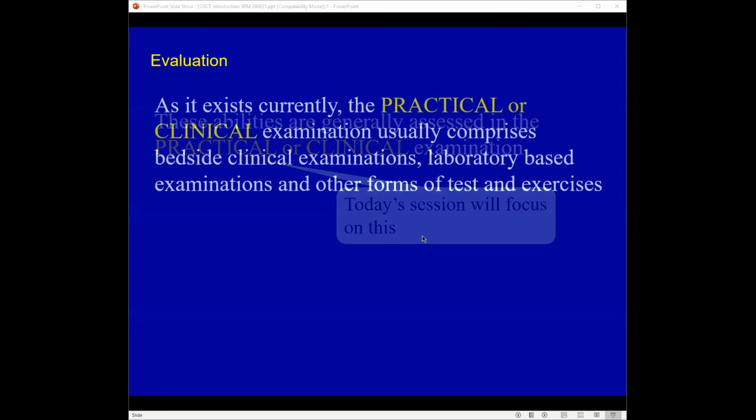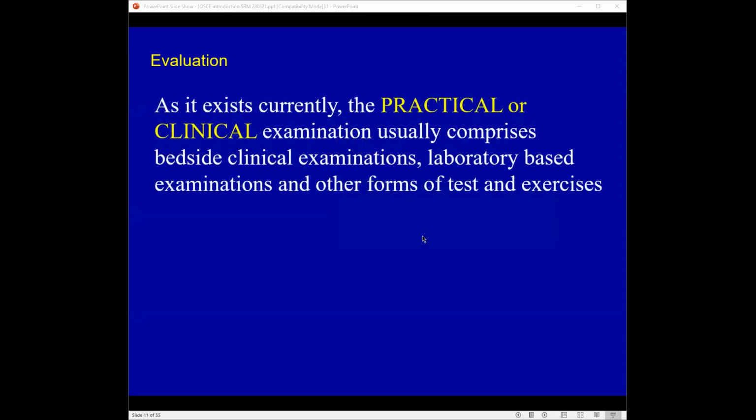Now, as it exists currently, our practical or clinical exams usually have maybe a bedside clinical case presentation, a long case, a short case, maybe a laboratory-based exam, and other forms, perhaps, of tests, like a problem-solving test or an exercise, something like that. This is what classically we have at this point. Now, let's look at the practical or clinical exam.